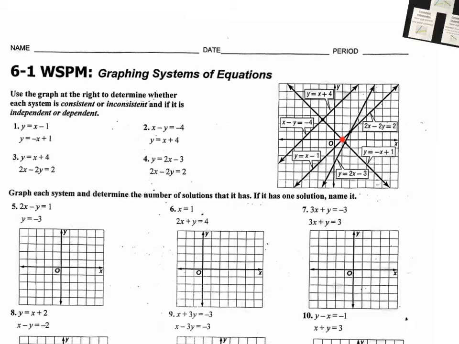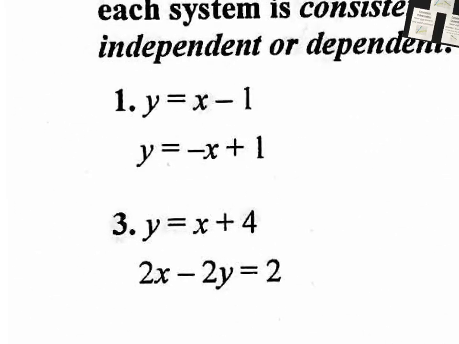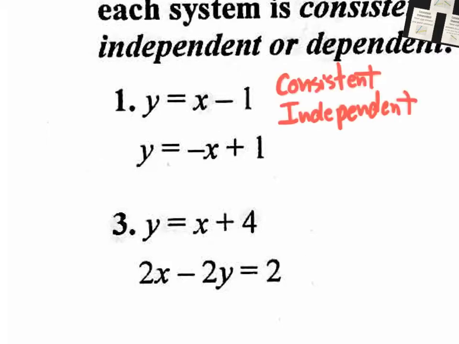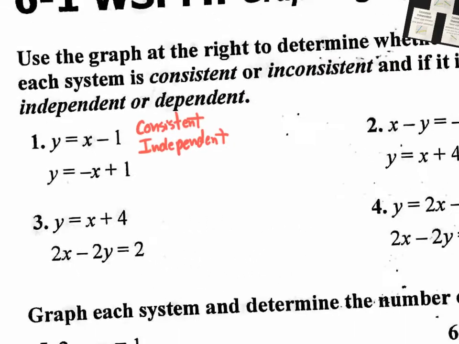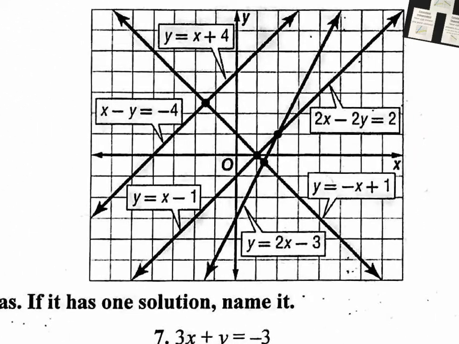But they're not asking for the answers. They're just asking you to classify it. Since you know that they do cross, and they cross at one point only, you would say that it's consistent independent. Why do I say that? Because one line is y equals x minus 1, the other is y equals negative x plus 1, and this is where they cross. So that's one answer only. It's consistent independent.